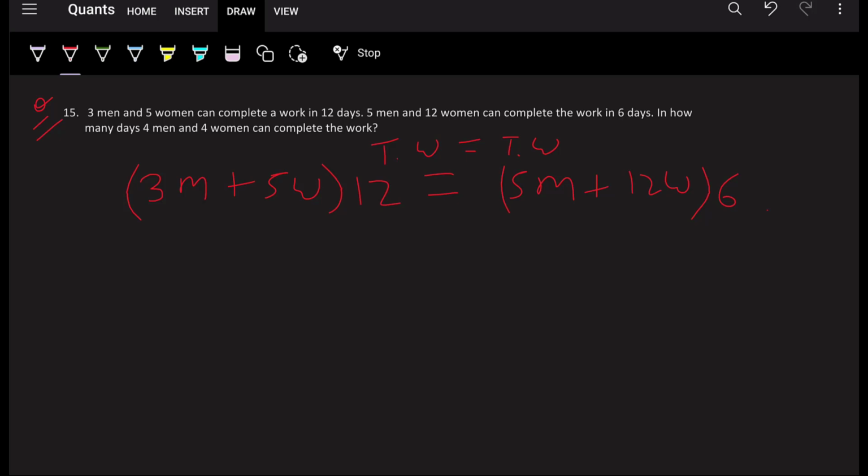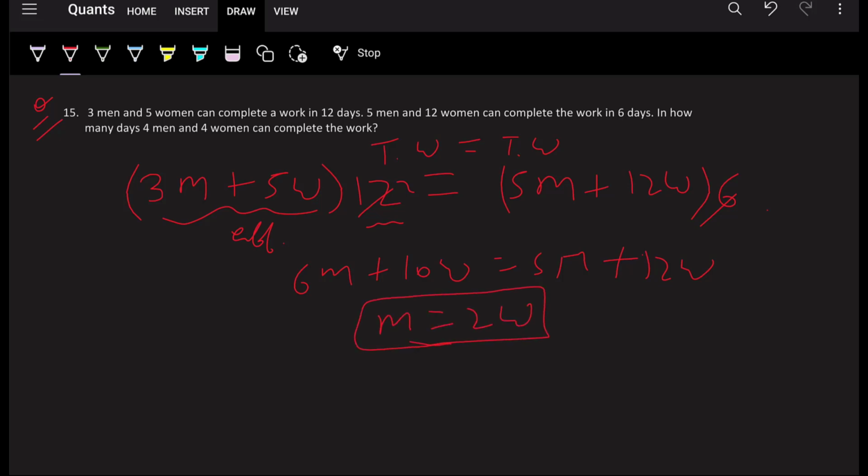So for this the work will be 3m plus 5w into 12. Why? Because the efficiency, or one day's work, into number of days will be our total work. So now 6 times gives 6m plus 10w is equal to 5m plus 12w. From here we got m is equal to 2w.